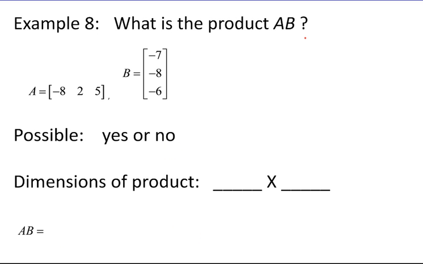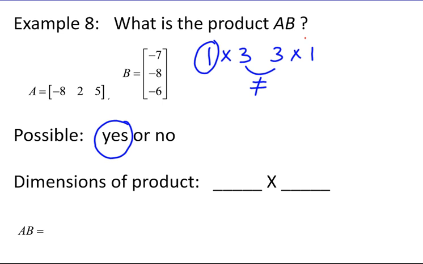All right, let's take a look at example number 8. What is the product of AB? Well, we have one row in A times 3 columns, right? One row, 3 columns, and we have 3 rows by 1 column. So look at the middle numbers, they're equal. So yes, it is possible. And then the resulting product is going to be a 1 by 1.